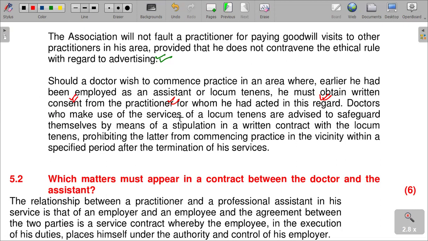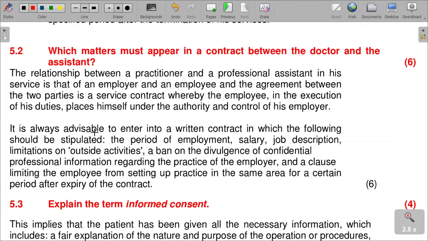Doctors who make use of the services of a locum tenens are advised to safeguard themselves by means of a stipulation in a written contract with the locum tenens, prohibiting the latter from commencing practice in the vicinity within the specified period after the termination of service. So it is also possible that a doctor cannot be allowed to practice any of his services within the area that he was practicing, as a prohibition until a certain period of time that is stipulated in the contract.